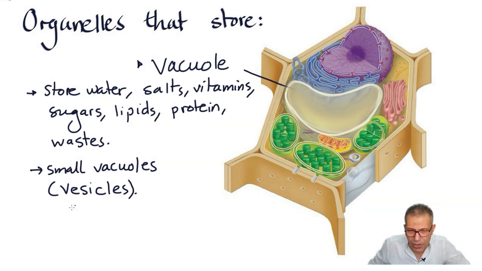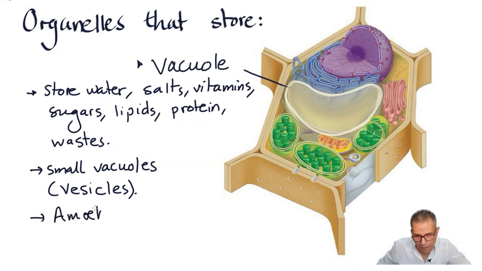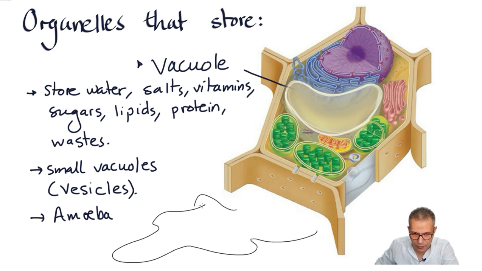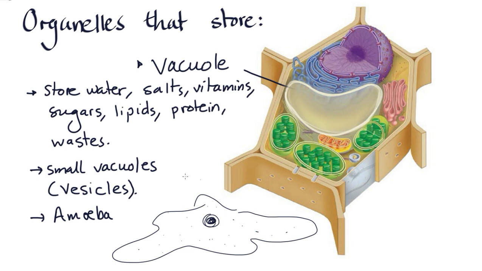Here we should mention amoeba. Amoeba is a unicellular organism that lives in fresh water. So this is its nucleus. It lives inside the fresh water. The water will move into it by osmosis.